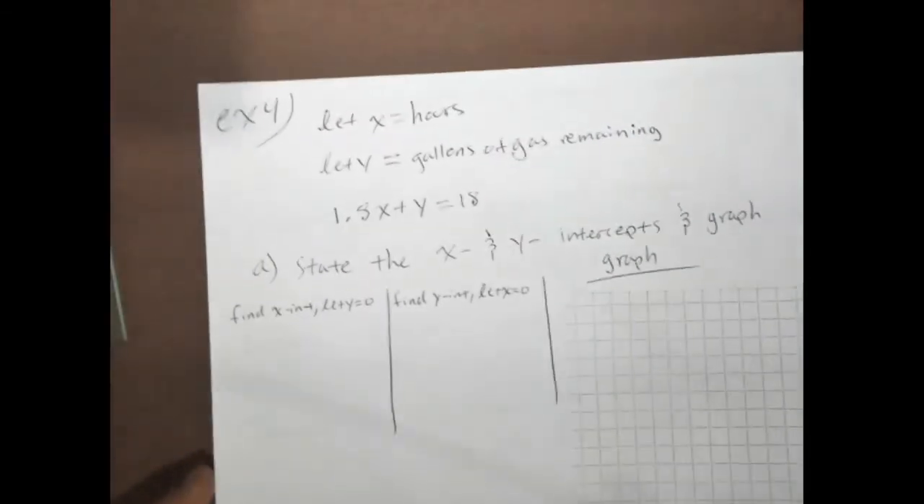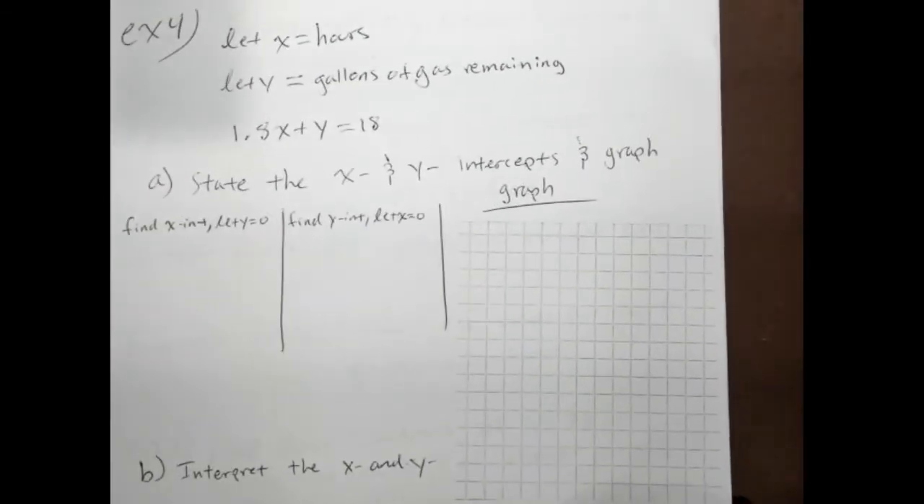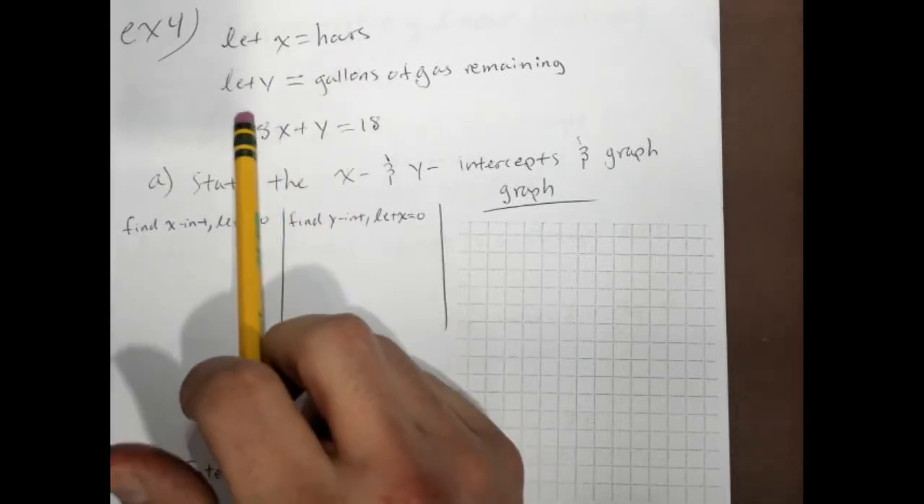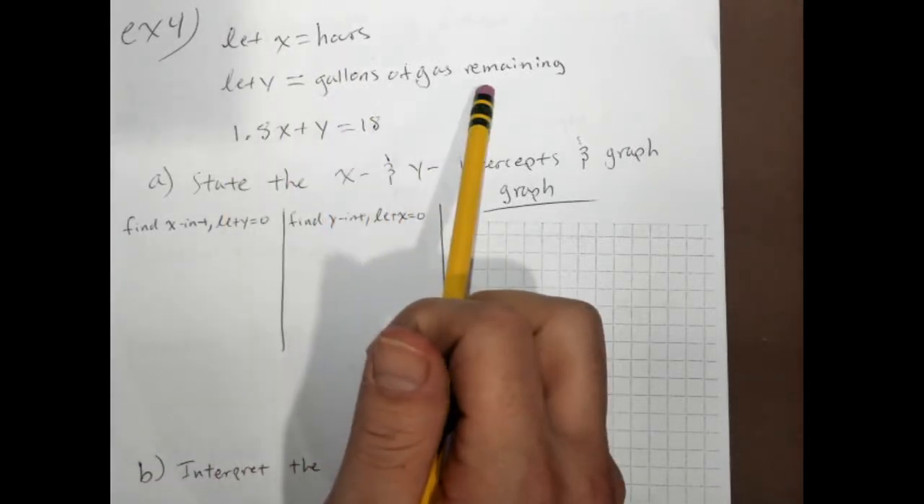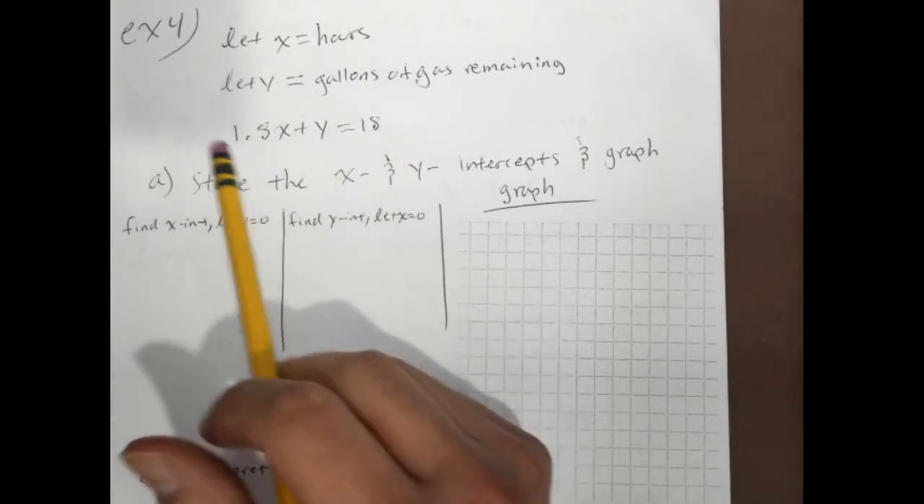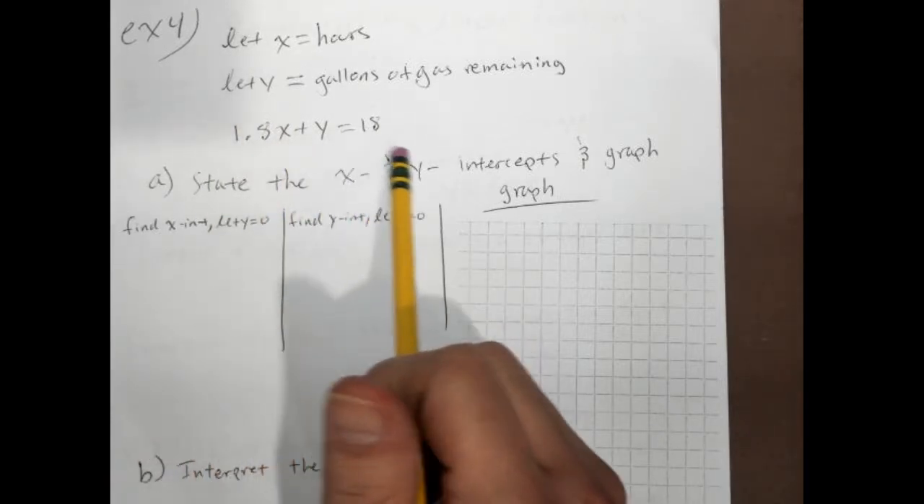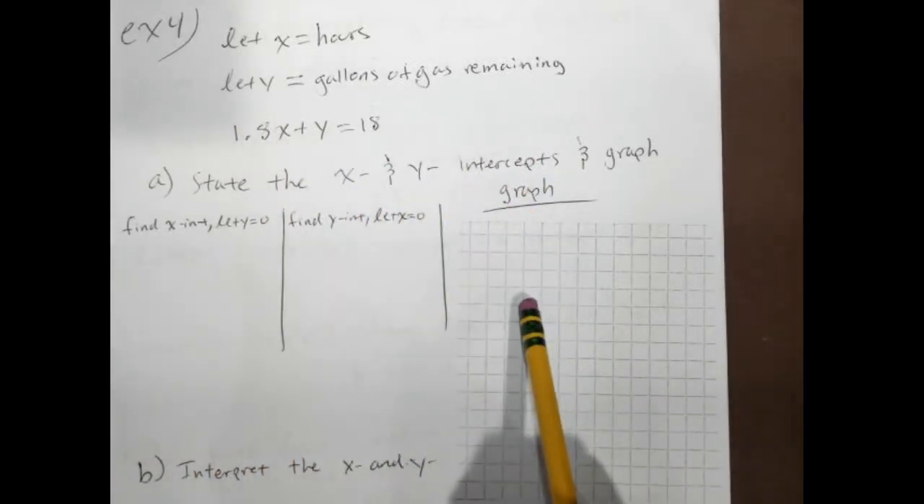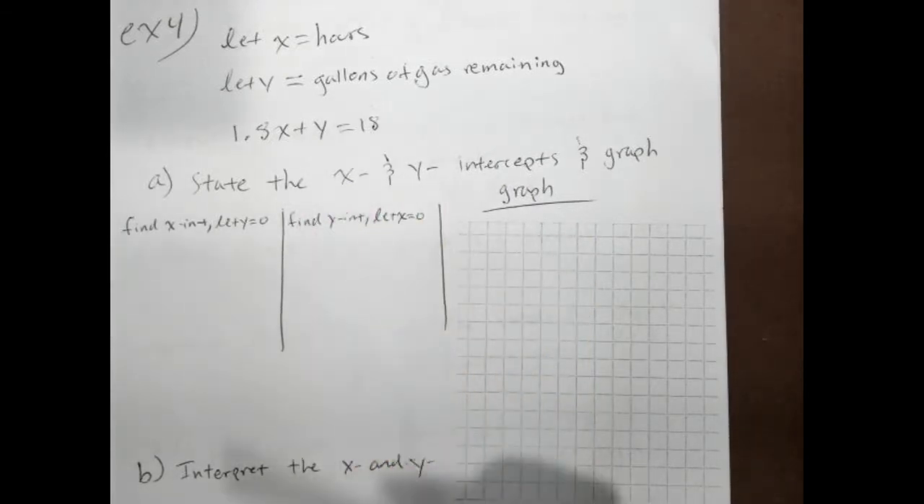Alright, example 4, last one. Example 4 reads, after x hours of driving, there are y gallons of gasoline remaining in a car. For Becca's car, the situation can be represented by 1.8x plus y equals 18. So we're letting x equal hours, let y equal gallons of gasoline remaining in the car, and this is the equation we're starting with, 1.8x plus y equals 18. So we're going to graph. Again, finding the x and y intercepts.